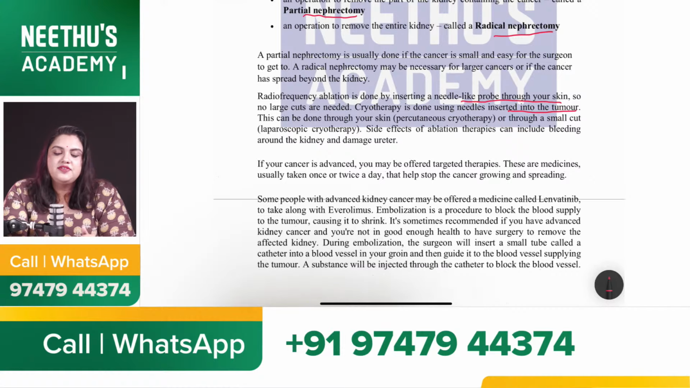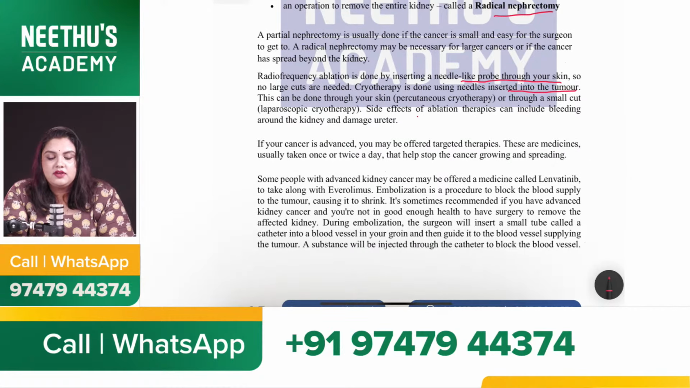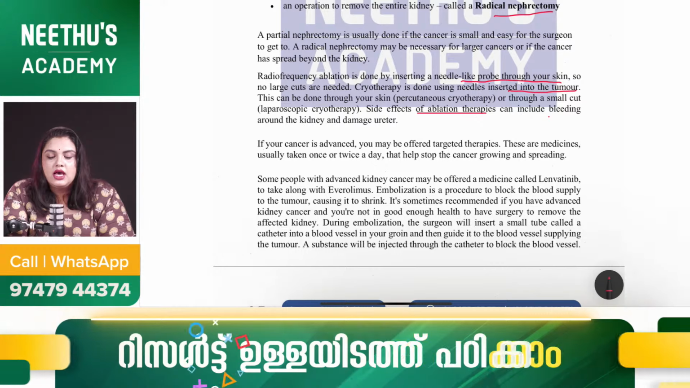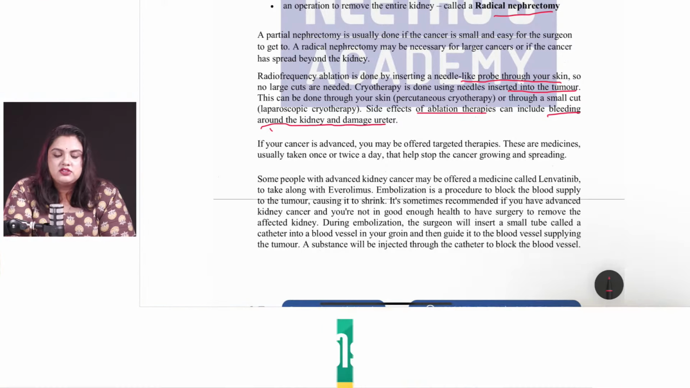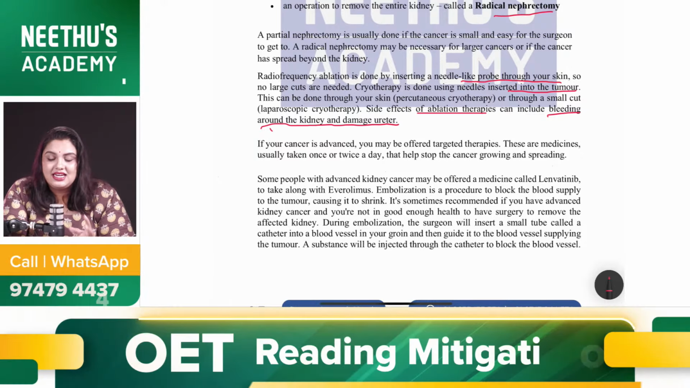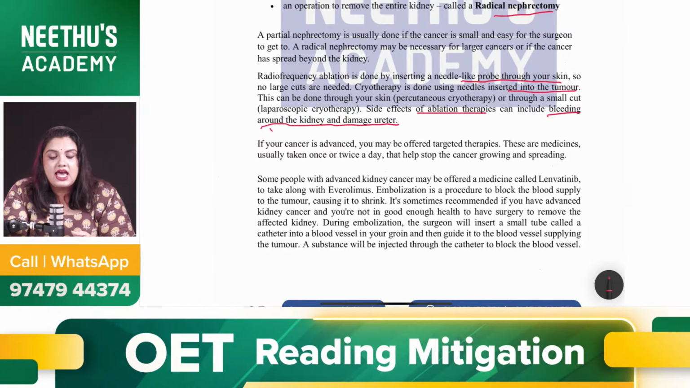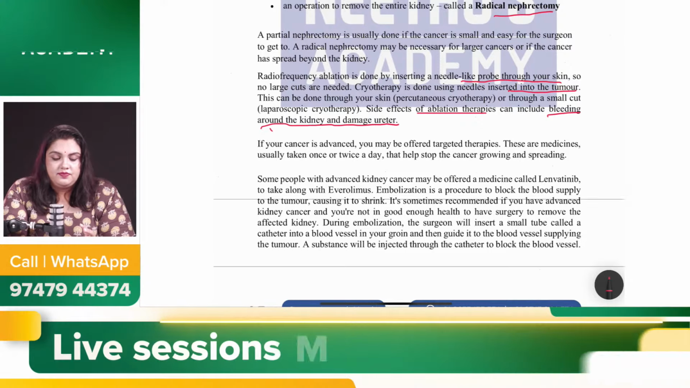Any side effects of ablation therapy? What would the side effects of ablation therapy be? It can include bleeding around the kidney and damage to the ureter. So the side effects are bleeding around the kidney and damage to the ureter.